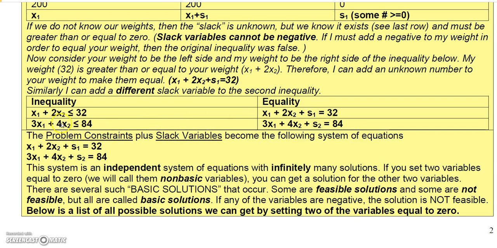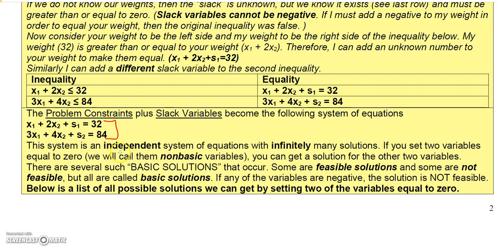And for the other one, we'll add a new slack variable for this less than inequality. Since this side is less than or equal to this side, we know there must be some number that I can add to the left-hand side to make it equal the right-hand side. And so now, when I put these two equations together, I have a system of equations.